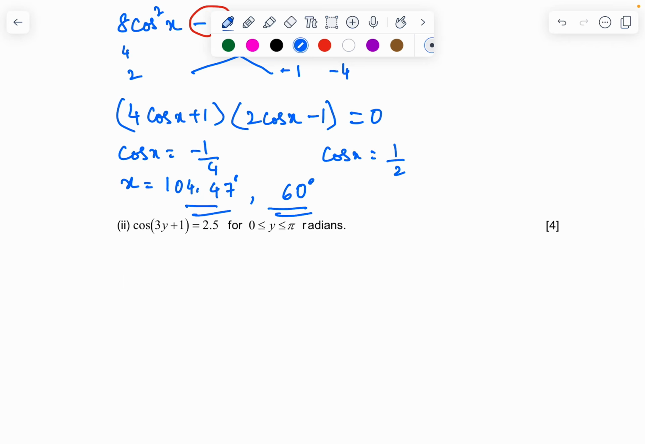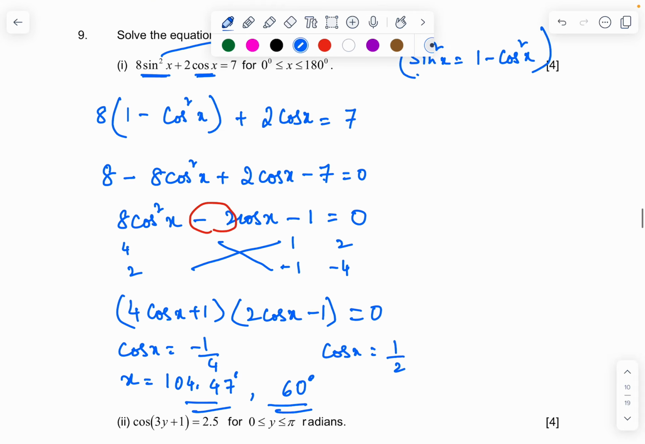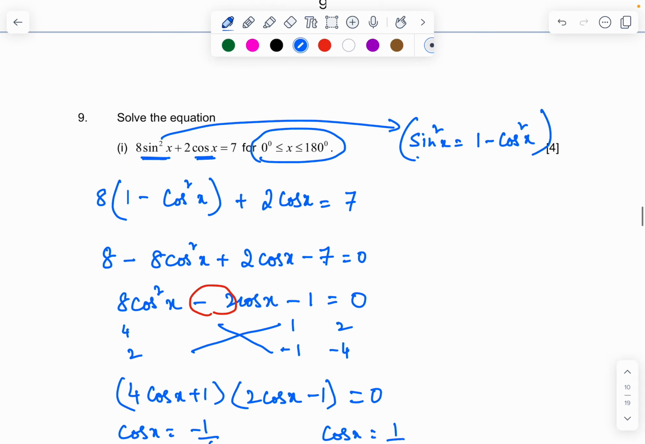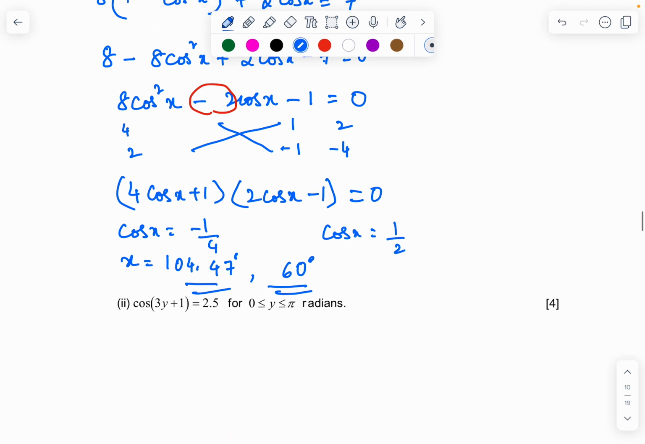Then another trigonometry question. Why do we have only two values here? Because of the domain. The domain is only until 180 degrees. So each has only one value.